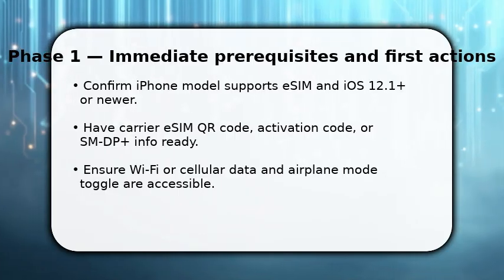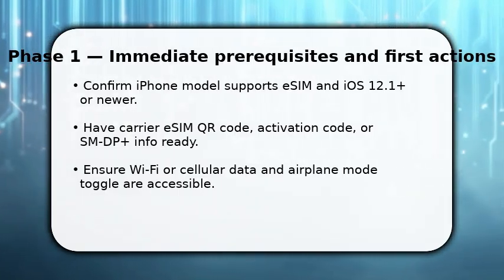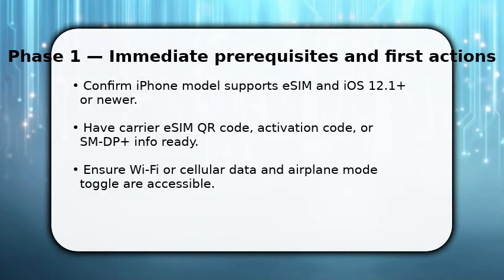Now open Settings, tap Cellular, and select Add Cellular Plan. Scan the QR or enter SMDP plus details manually. Make sure Wi-Fi or cellular is on while activating.